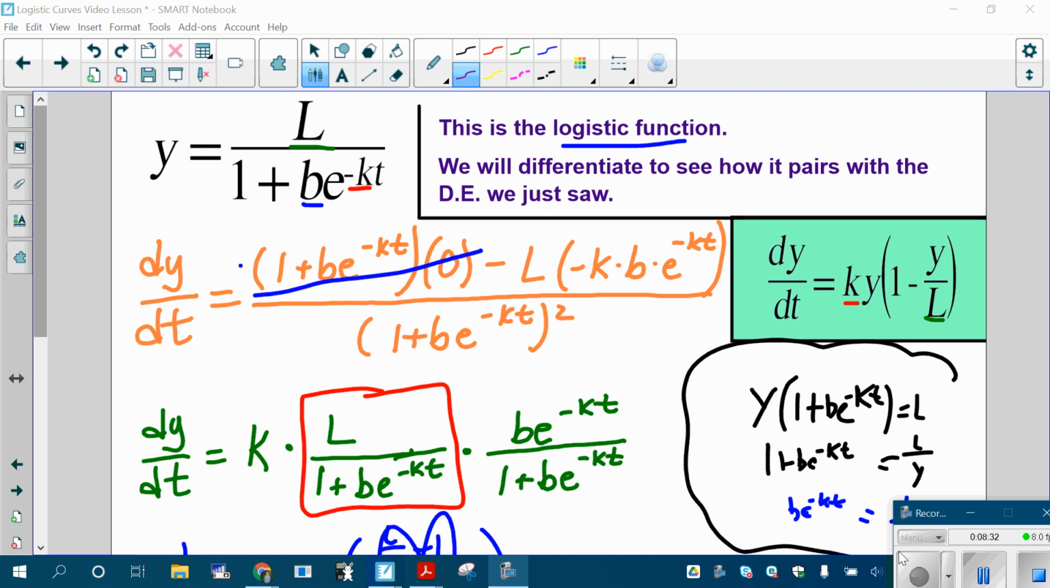Let me say something really important here. If you came across this differential equation, you need to know that this is the solution to it. Because otherwise, how are you going to solve the differential equation? You're going to try and separate the variables. And I'm going to tell you right now, trying to separate the variables on this is either impossible or extremely hard. You don't want to have to try and solve this by separating the variables.